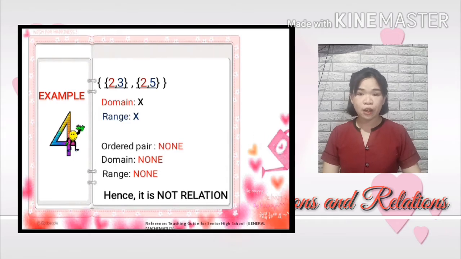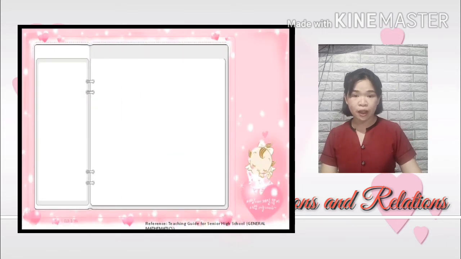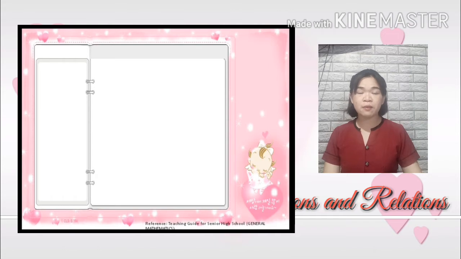Okay? So, do I make myself clear about relation? Just remember that a relation is a set of ordered pairs. There is always x and y, domain and range, abscissa and ordinate. Always come in pair.